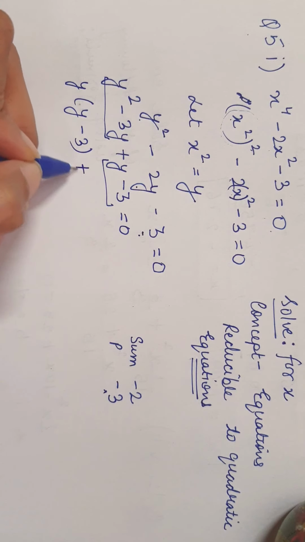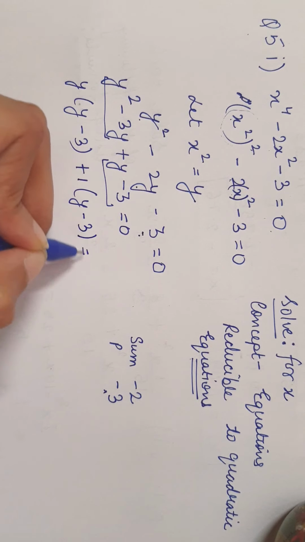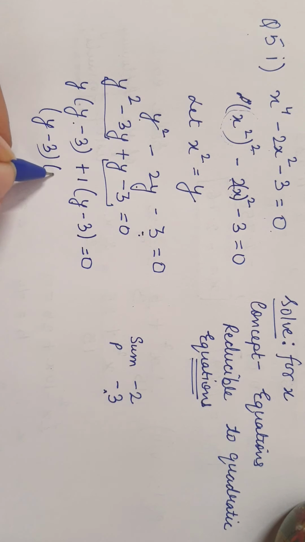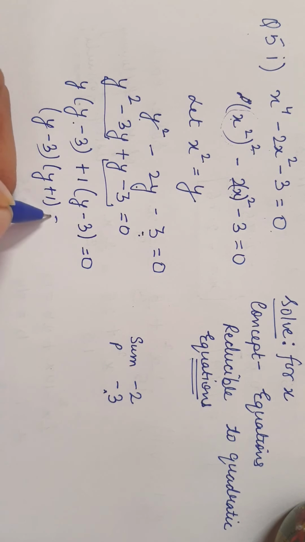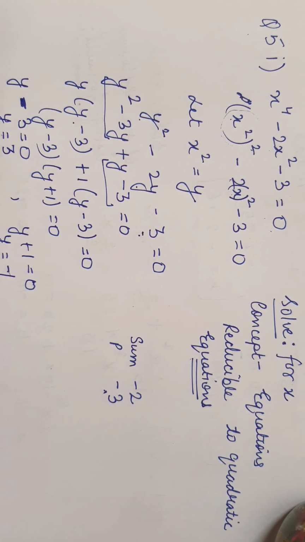Y minus 3. Here nothing is common, so I will take plus 1, y minus 3. Since both the brackets are the same, that means it is correct. Y minus 3, y plus 1. And now according to the zero product rule, y minus 3 is to be 0 or y plus 1 is to be 0. So the value of y here is 3 and the value of y here is minus 1.